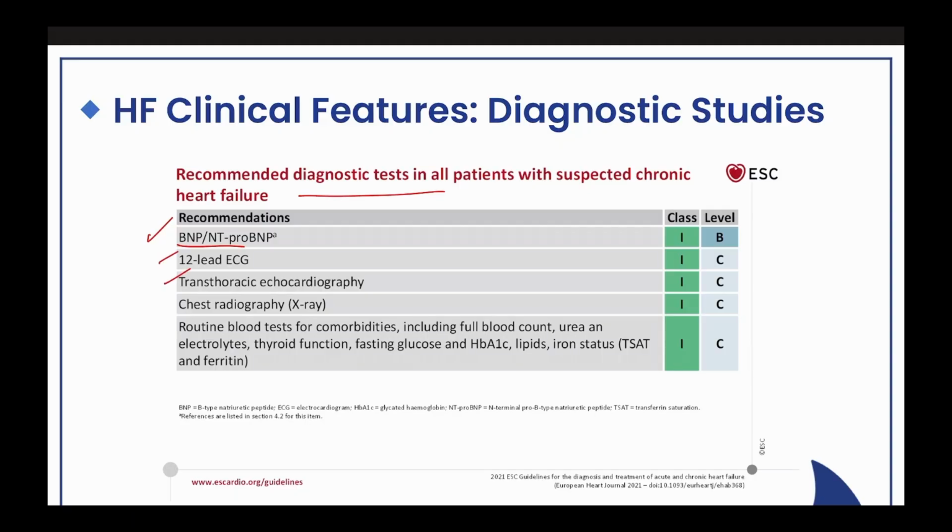Transthoracic echo. Everyone gets an echo. Why do we want an echo in a heart failure patient? Ejection fraction. We have to know what that EF is. So echo is going to tell us that. Chest radiography. Why do you want to do that? Cardiomegaly. Look for pulmonary congestion. Kerley B lines, right? All those little fun things.